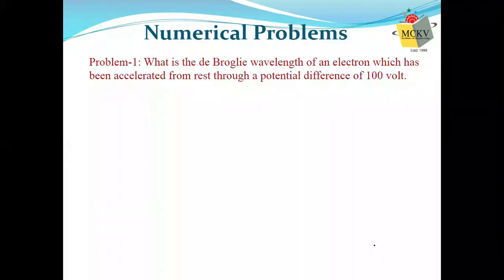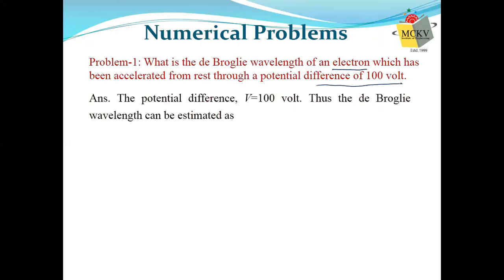As for example, say in this numerical, it says: what is the de Broglie wavelength of an electron which has been accelerated from rest through a potential difference of 100 volt? So accelerating potential is supplied, and we need to estimate the wavelength of the matter wave associated with an electron. If we use the formula obtained from the relativistic approach, then lambda will be this.